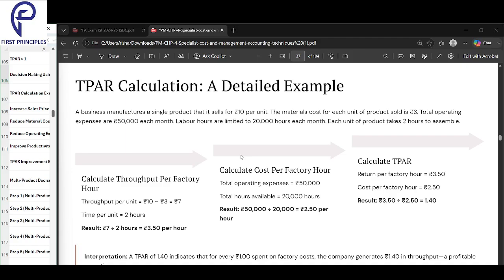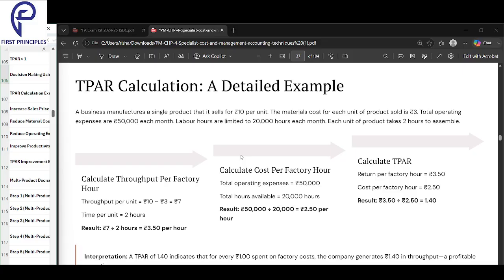Then we calculated the cost per factory hour. So 50,000 is your expenses, 20,000 is available. So your cost is 2.50. Okay, then calculate your throughput return per factory hour, 3.50, cost per factory hour, 2.50. Then you divide the two and you're getting something that's greater than 1. And since you're getting greater than 1, it indicates that it's a profitable operation. Right? So calculate throughput per factory hour and then cost per factory hour and then divide the two.